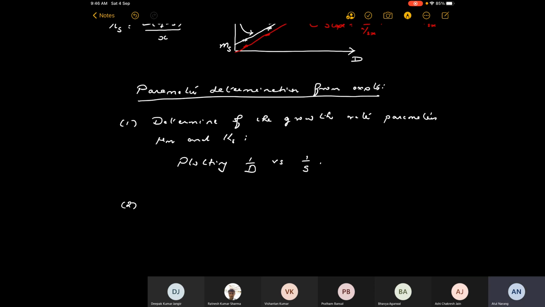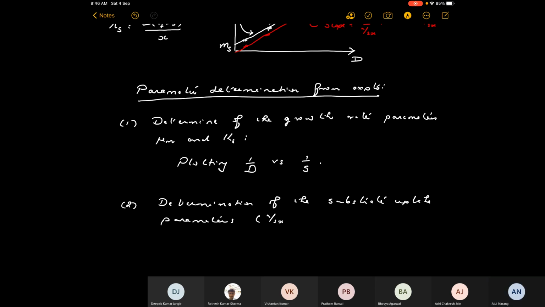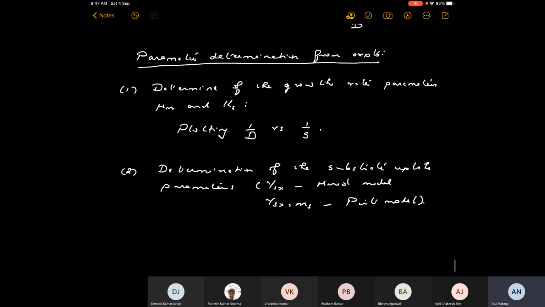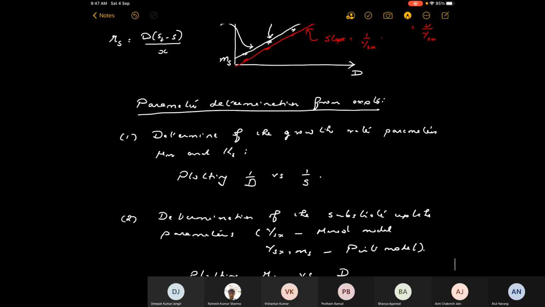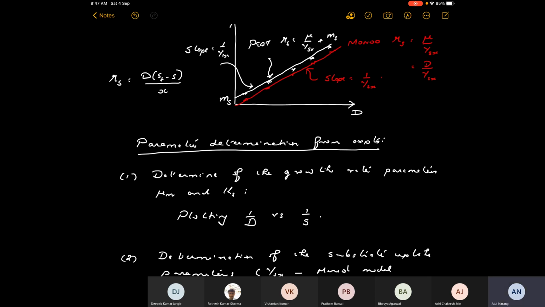And the second one is determination of the substrate uptake parameter, which could be just ysx for the Monod model, and ysx as well as the maintenance coefficient for the Pirt model. And these you determine by plotting, in my opinion, Rs versus D as I have just explained above. The slope will give you the true biomass yield and the y-intercept will give you the maintenance coefficient.